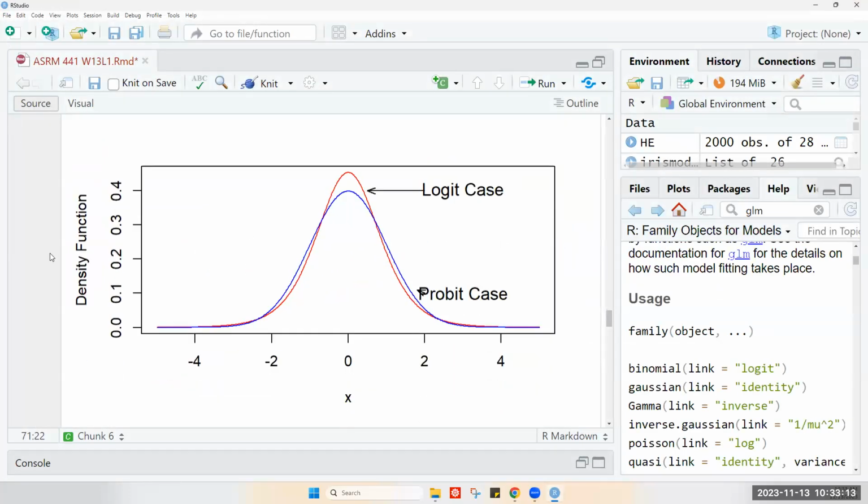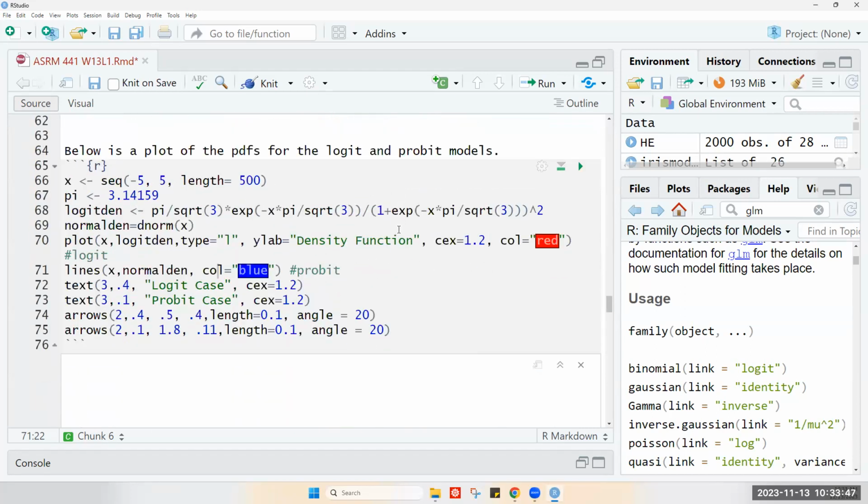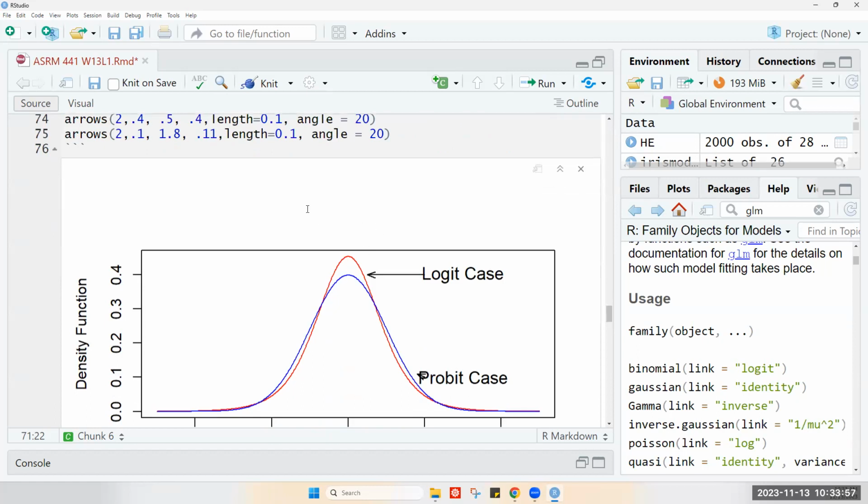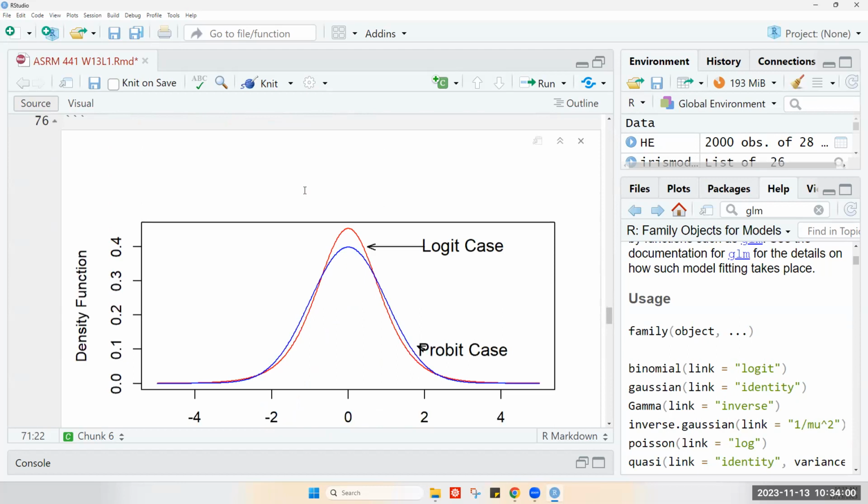In red, we have the logit case. In blue, we have the probit case. And you can see they look very similar. There's a little bit of difference in the center, where the logit case has a higher peak. But the logit also decays pretty quickly. And so they look very similar in most of the range. And so that's why when you use them, you're going to get pretty similar interpretations of the coefficients. The coefficients are going to be a little bit different because of this difference in the area, but the interpretations will be pretty similar.